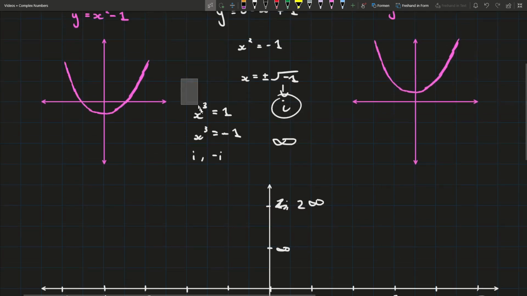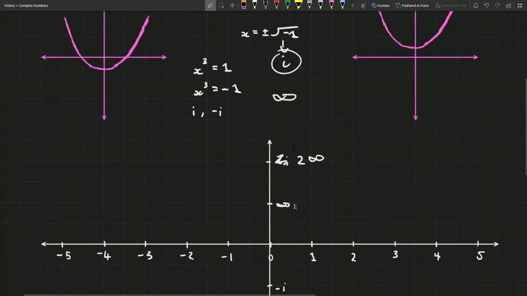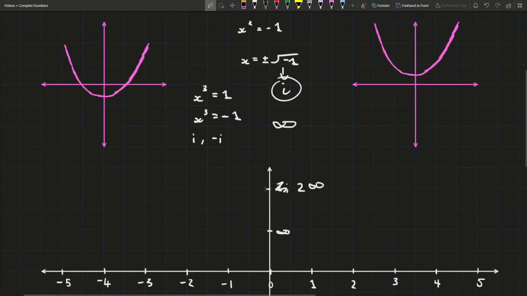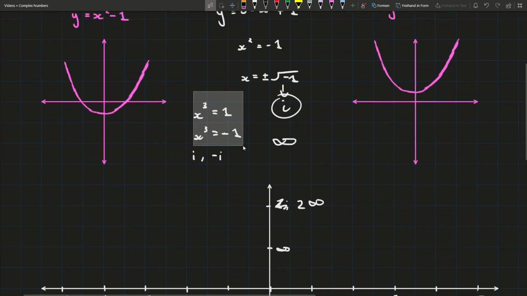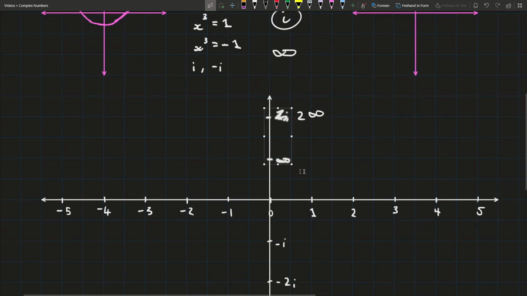Well, I'm going to answer that question in another video because that's actually quite complicated. But for now, I'm going to show why it makes sense that we graph i on the y-axis. And then in the next video, I'm going to show why we didn't use the solutions to these equations, and why we did use the solution to x squared equals minus 1. So why does it make sense to put i on the y-axis?